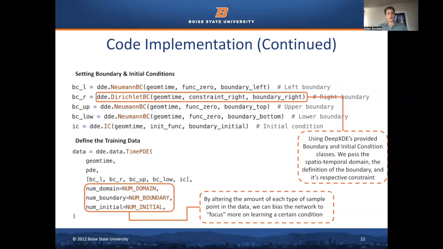You can see that our spatiotemporal domain is passed, our PDE is passed, all of our boundary and initial constraints are passed in one array, and then the last 3 variables are the number of sample points from that spatiotemporal domain to take for each: the domain, the boundary, and initial. And you can vary the ratios between these values to give an inherent bias to the network to focus on learning. For example, if you gave 10,000 points to the boundary and 2,000 points to the domain, it would learn the boundary condition a lot better than the PDE.